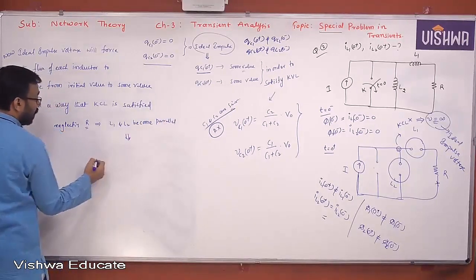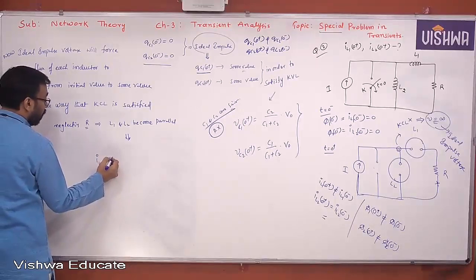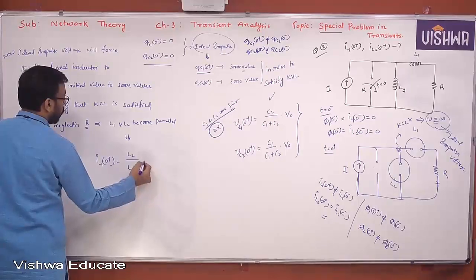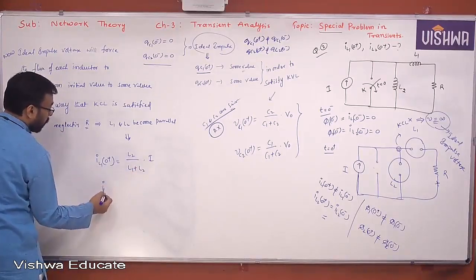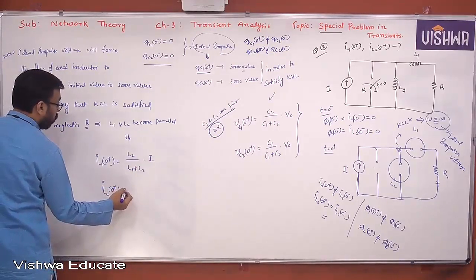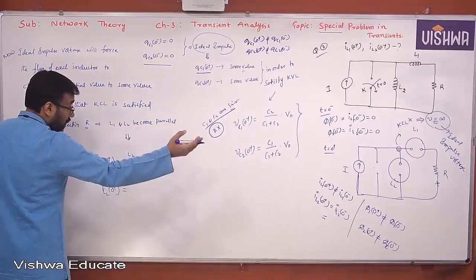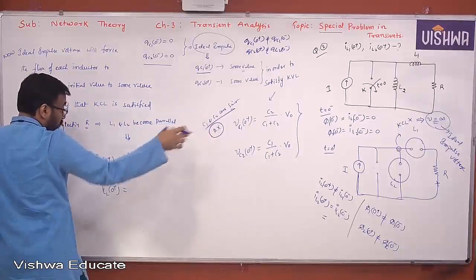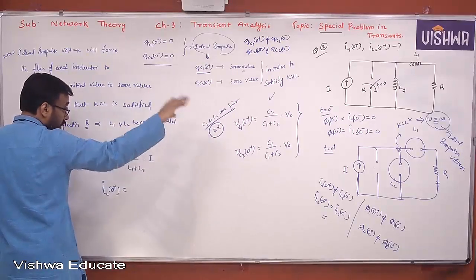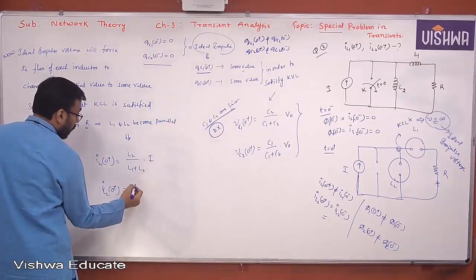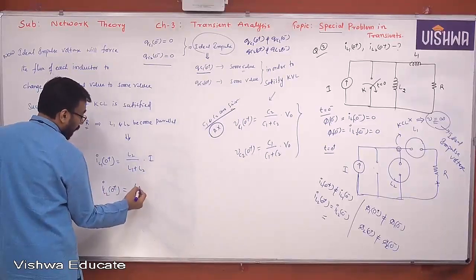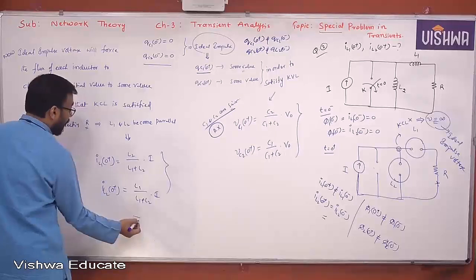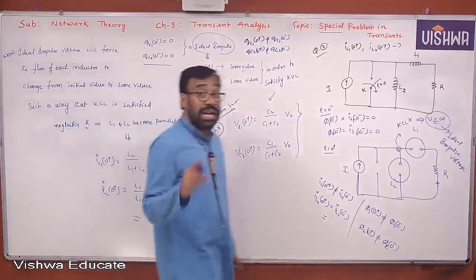Once they are in parallel, then IL1 of 0 plus equals L2 by L1 plus L2 into capital I. IL2 of 0 plus, because I can go for the current division rule since I know the total current. Now KCL must be satisfied. That means current must be divided according to the inductance values, that is inversely proportional to the inductance values. L1 by L1 plus L2 into I. That's it. So these are the values of IL1 of 0 plus and IL2 of 0 plus.